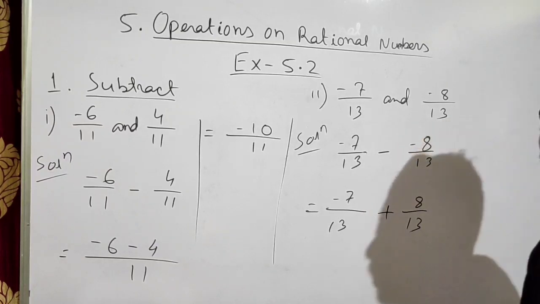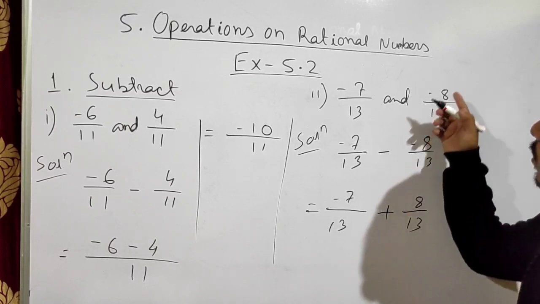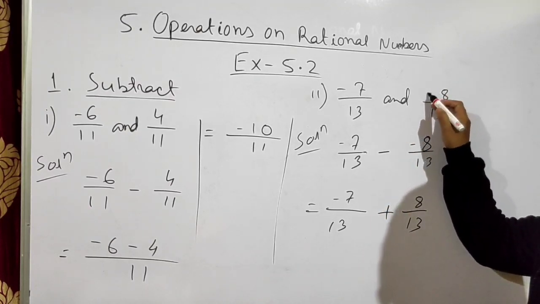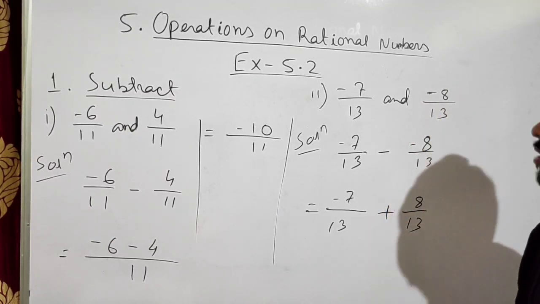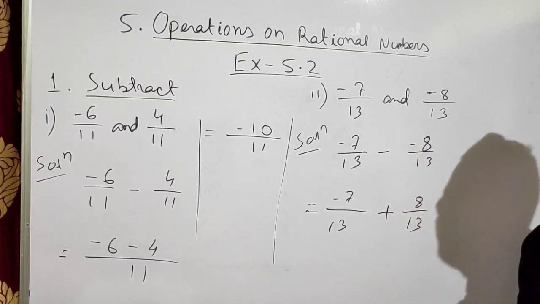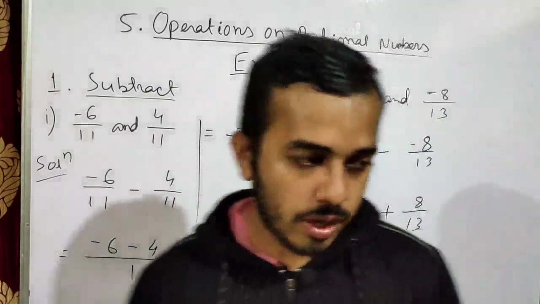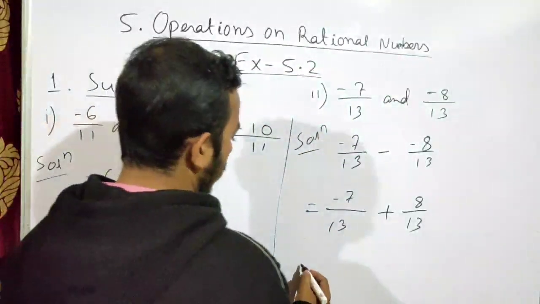Did you notice the difference? What happened here? This becomes plus, but apparently it was minus, isn't it? This was a negative number, but now it has become positive. How? Because these two minuses became positive, okay. Minus minus means plus. Clear? Okay.